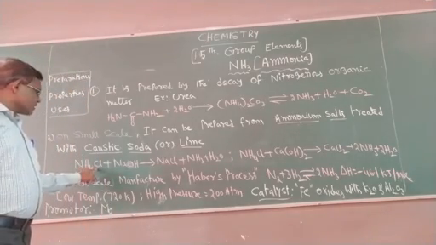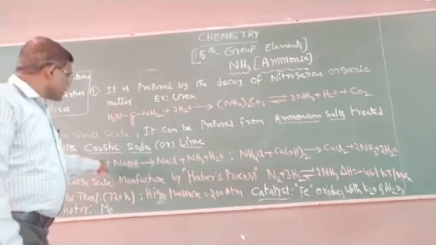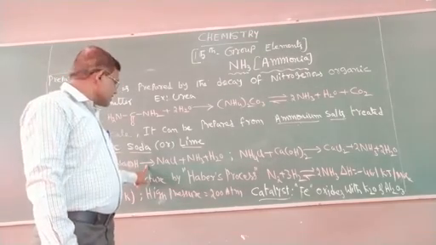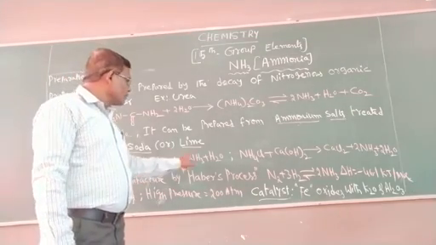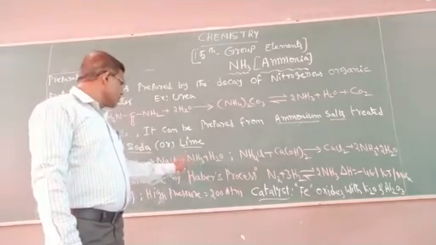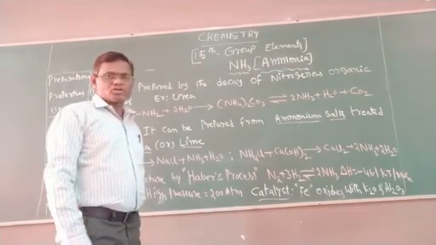Your ammonium salts can take, for example, NH4Cl reacts with sodium hydroxide, that is called caustic soda, to form ammonia gas along with your sodium chloride and H2O.